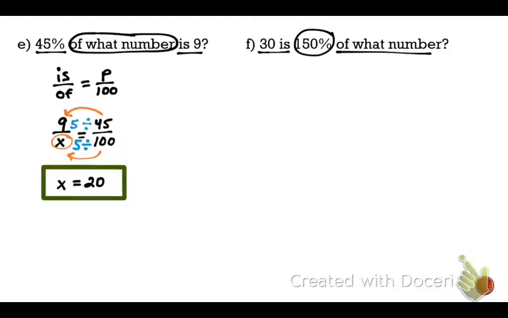Everybody start with the percent proportion. Remind me again, what is the percent proportion, class? Is over of equals P over 100. Excellent. Michaela, what is my is? 30. What's my of? There's no number, so put X. Put an X. What is my P? 150%. Okay, so we're just going to put 150 over 100.